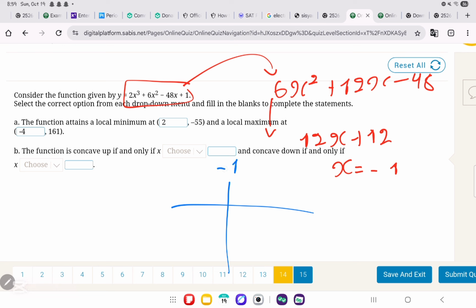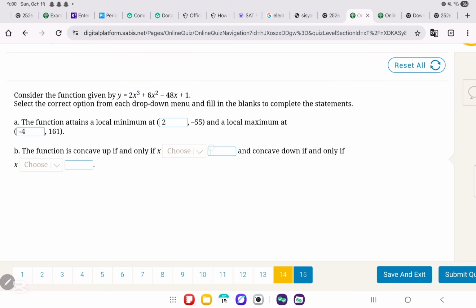If we choose a number less than minus 1, for example minus 2, is our answer going to be positive or negative? For sure, it's going to be negative. If we choose a number greater than minus 1, for example 0, 5, 10, 1,000, whatever number greater than minus 1, you substitute it in this equation and you're going to get a positive answer. So as you can see, it's concave down if it's less than minus 1 and concave up if it's greater than minus 1. We put minus 1 here and minus 1 here. It's concave up only if it is greater than minus 1 and concave down only if it is less than minus 1.